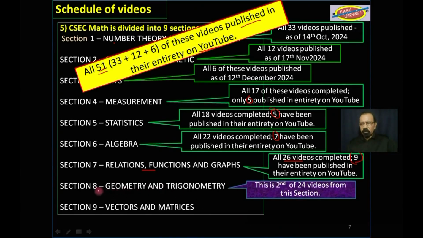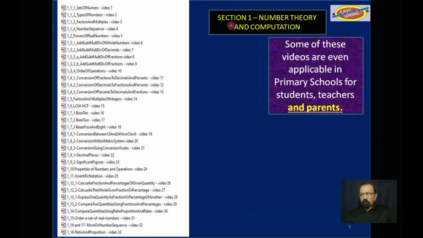We are now at section 8, geometry and trigonometry, and this is the second of 24 videos from this section. Returning to section 1, some of these videos are even applicable in primary schools for students who could look at the videos on their own, for teachers who may use some of these videos in the inverted classroom, and especially by parents who want to help their children but do not think that they have the capability or the ability to do that.